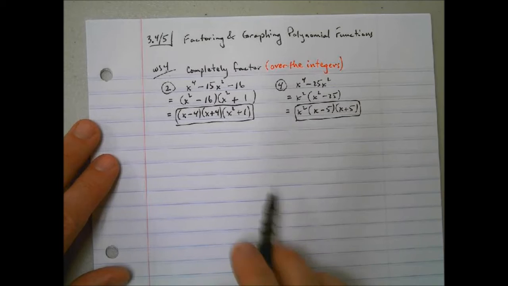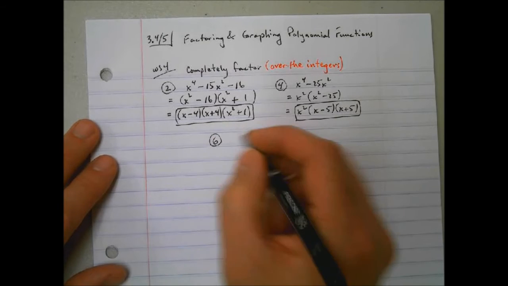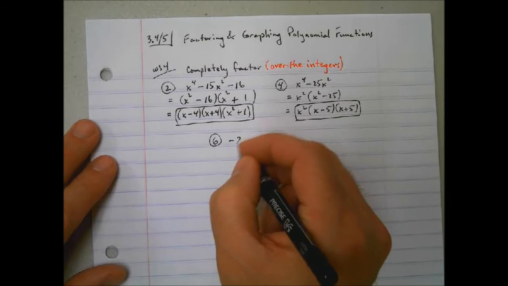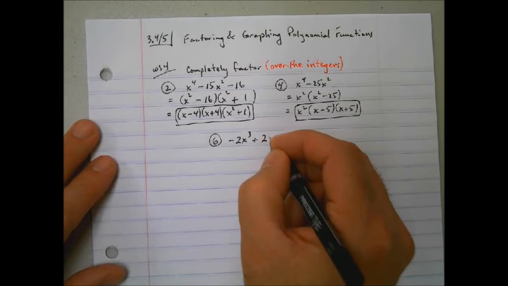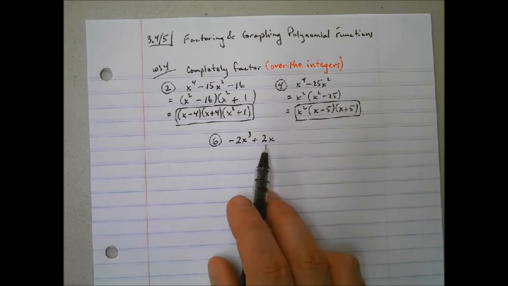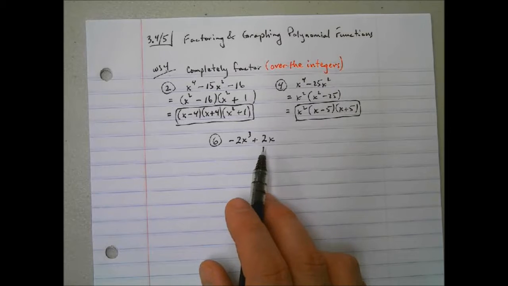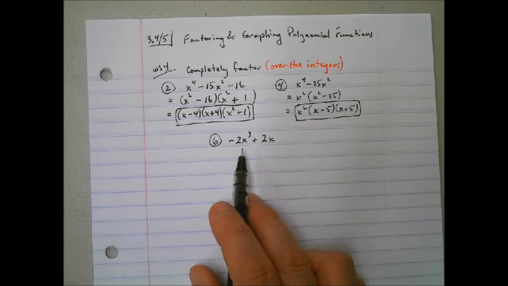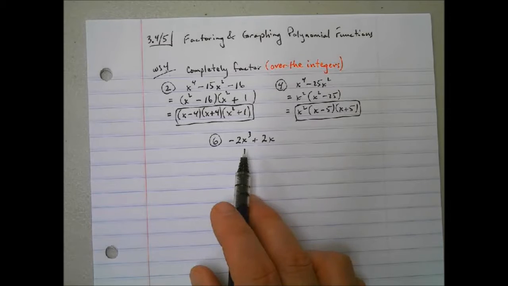Okay, let's take a look at number 6 also. Negative 2x to the third plus 2x. There's a GCF 2 or negative 2. You could possibly do it either way. And also the GCF of x. So 2x or negative 2x.